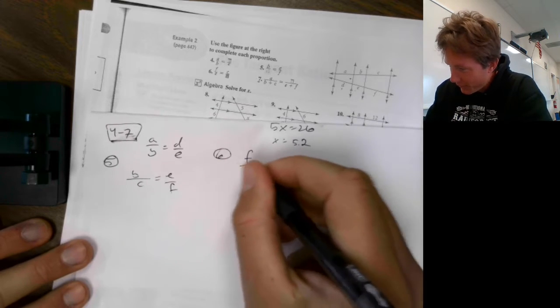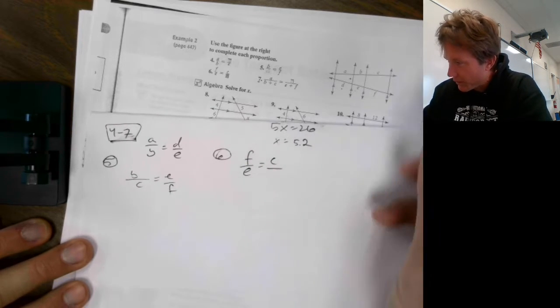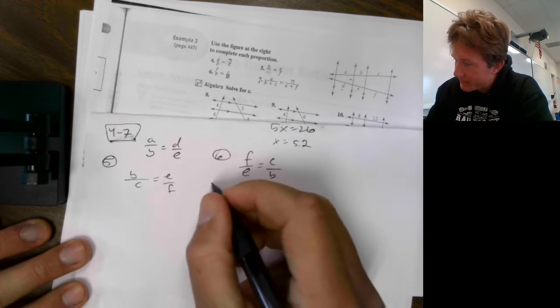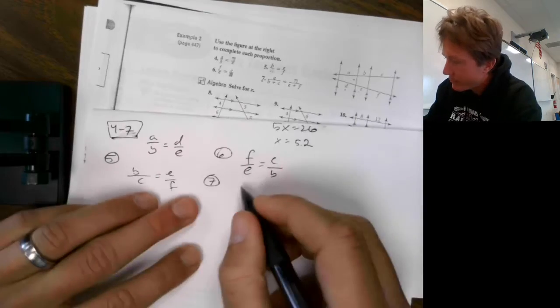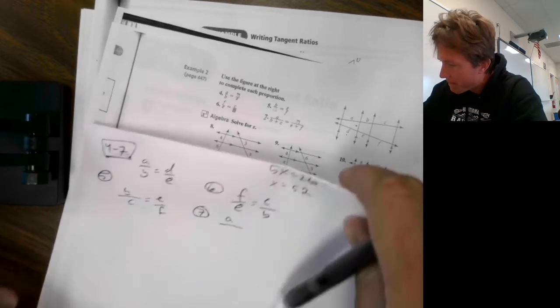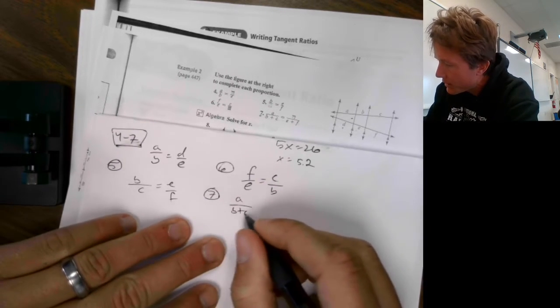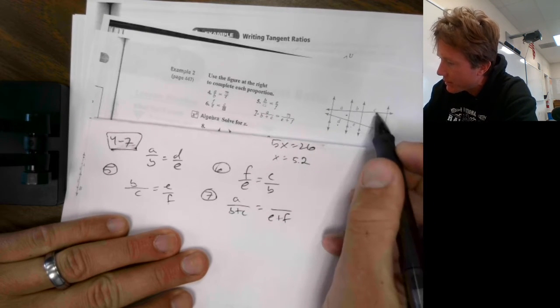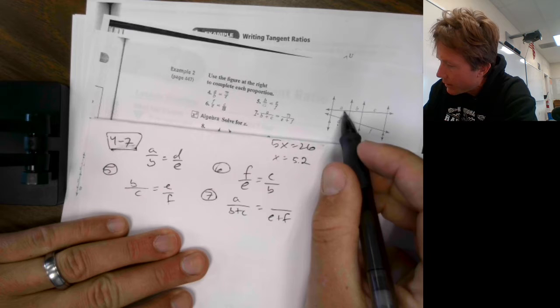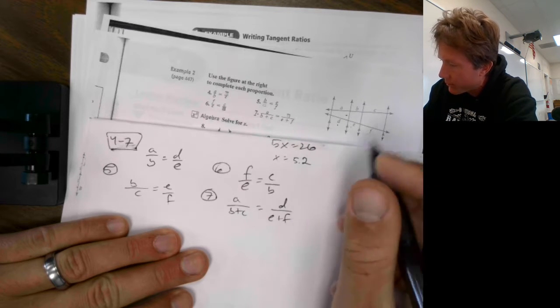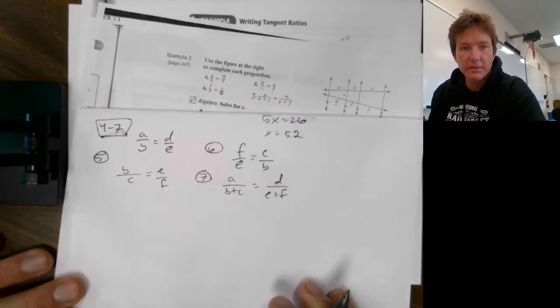Number 6, F over E is the same as C over, this way we're going backwards, so C over B. Number 7, A over B plus C is the same as blank over E plus F. So let's look, B plus C, E plus F. A over B plus C is the same as D over E plus F. So that would account for the entire length of the figure.